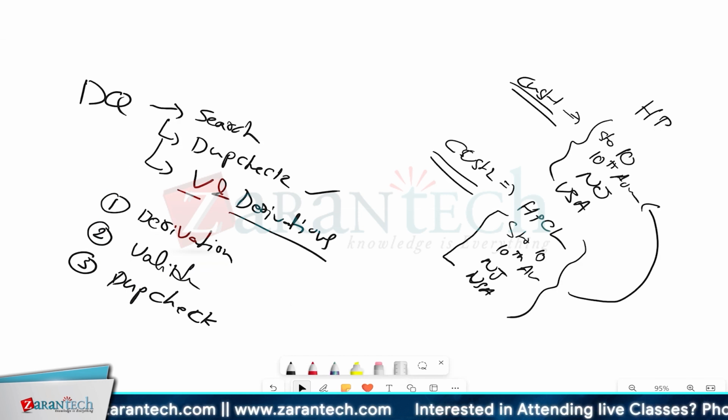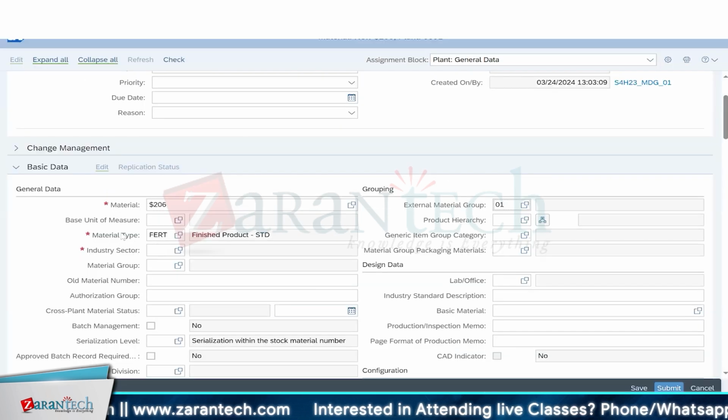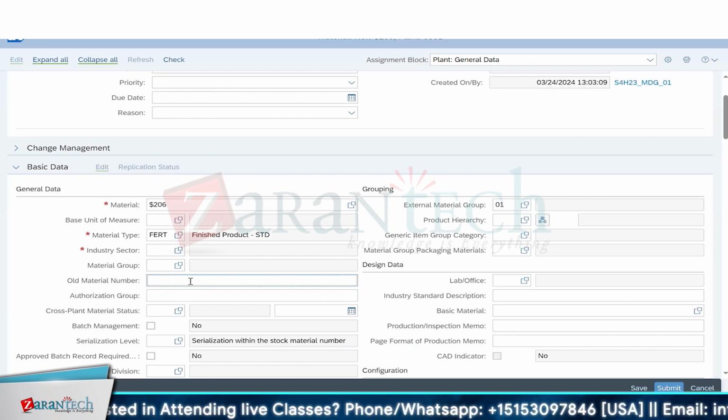Okay. So the example that I'll take here is for FERT, the validation. Let's say, for example, I wanted to keep a validation on old material number. You have a field called old material number. It should not be blank. It should be filled with some value.